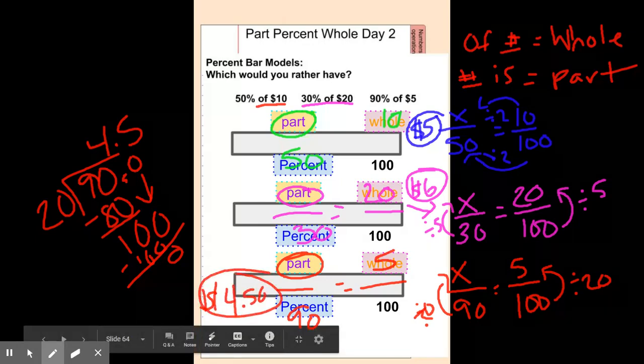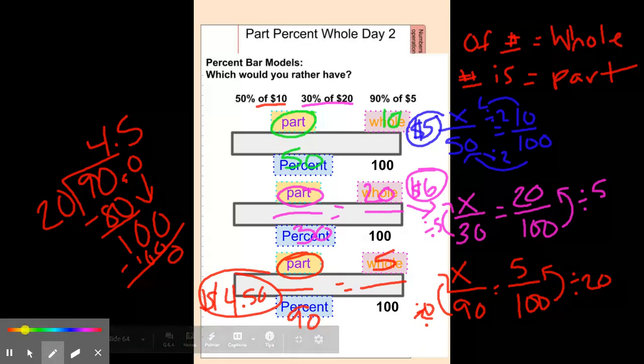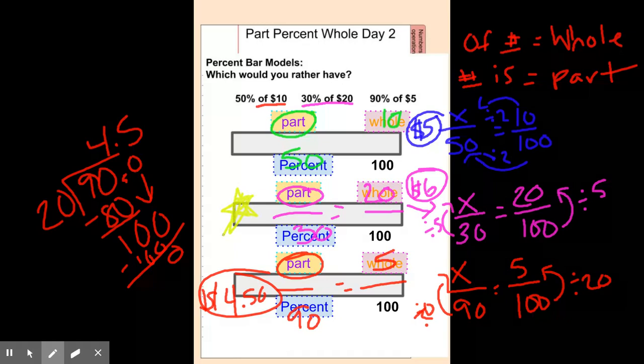So that means the one that we want, the one that was the best, is 30% of $20. Okay, so we're just solving more of the same problems.